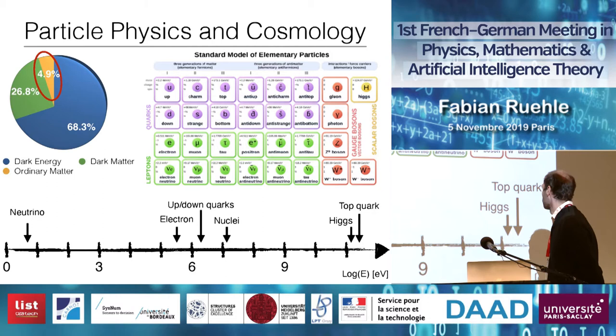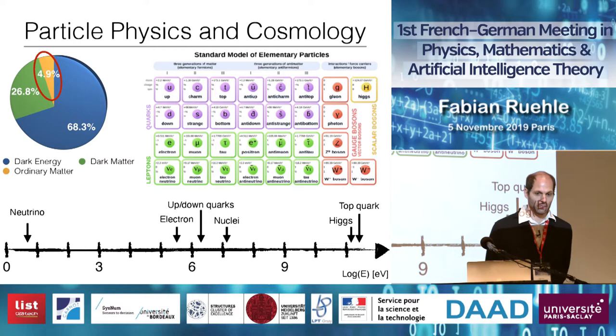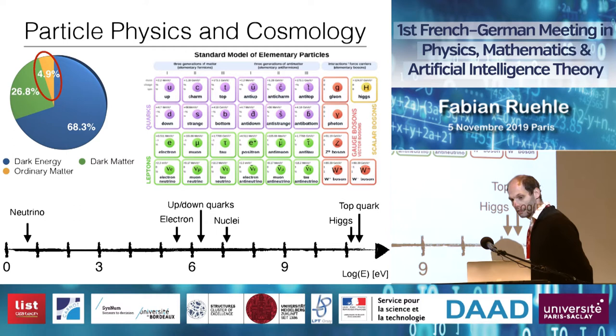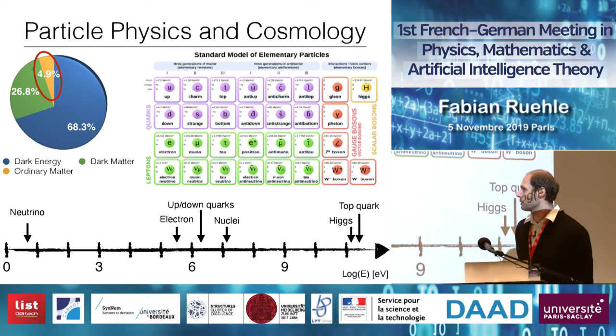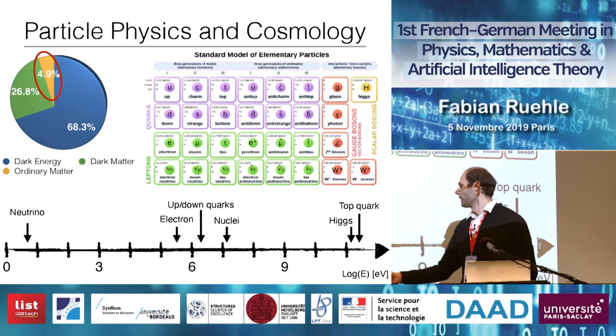So fundamental particles are split into fermions, half integer spin particles, and these are the matter states of the universe. Then we have bosons or spin one particles. These carry forces in the universe. And then we have the Higgs boson, which was only found very recently. This gives mass to the particles, to the fermions and also to these bosons after symmetry breaking. And they are spread out on a very large scale here.